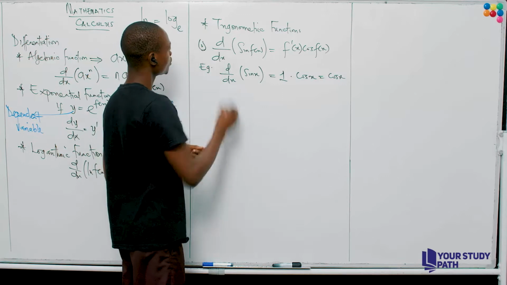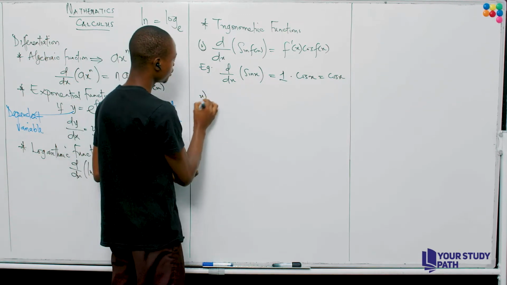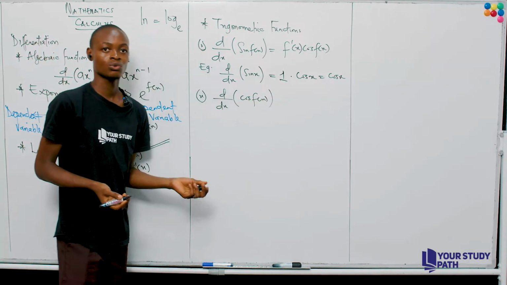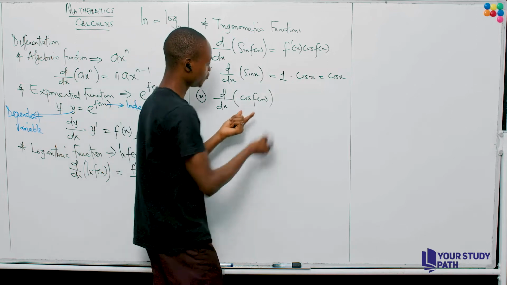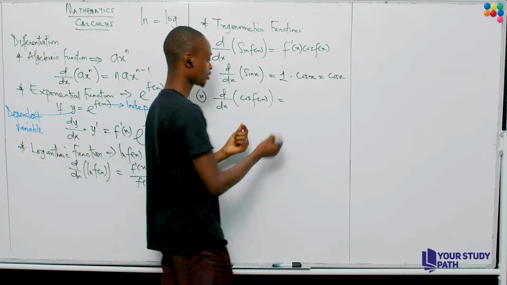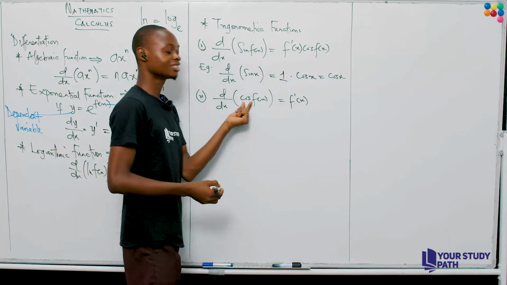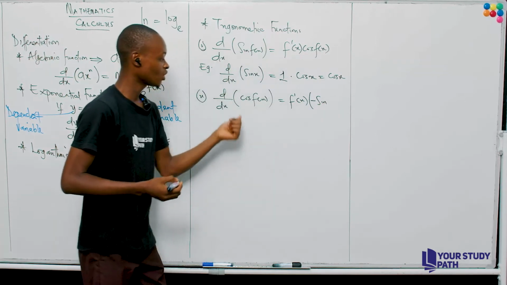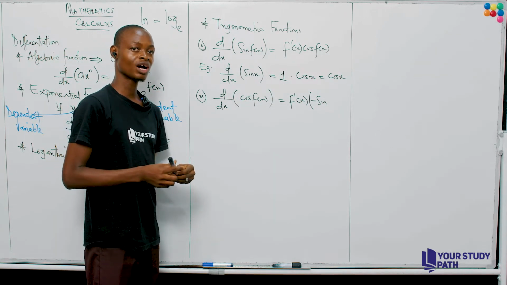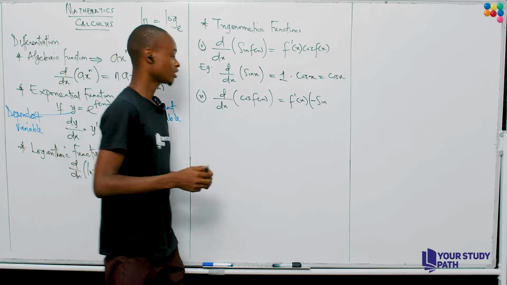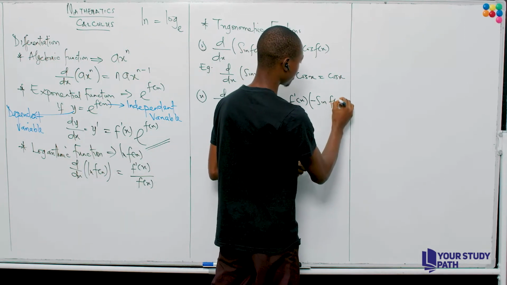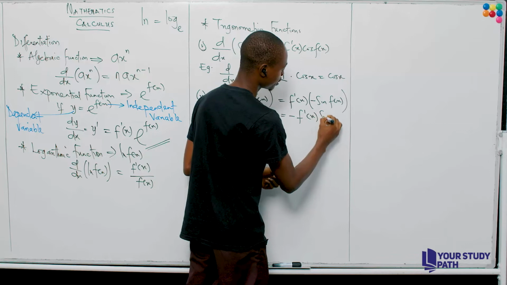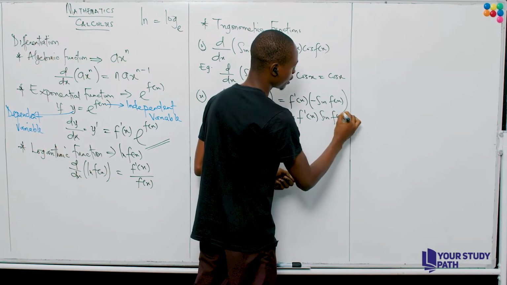Another kind of trigonometric function we can have is the cosine. When we differentiate the cos of a function, what do we do? We simply first and foremost differentiate the function, f prime of x, then differentiate the cosine. That gives us minus sine. That's another standard form. When you differentiate the cosine of a function, you have it as minus sine. And then this gives you f of x. So your final result will be minus f prime of x sine f of x.